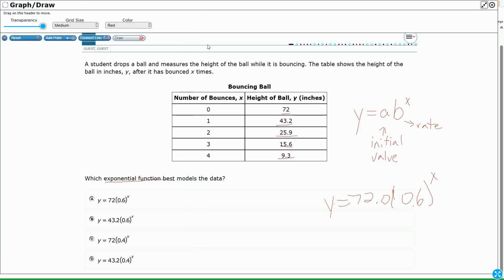All right, let's see which one best matches that. And you see it's going to be A. So that is our answer.